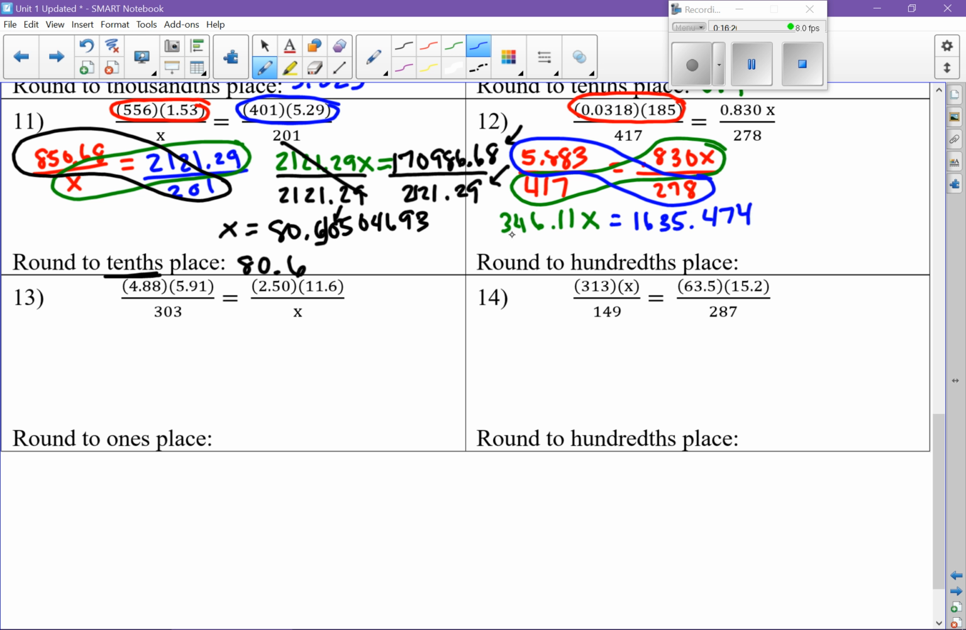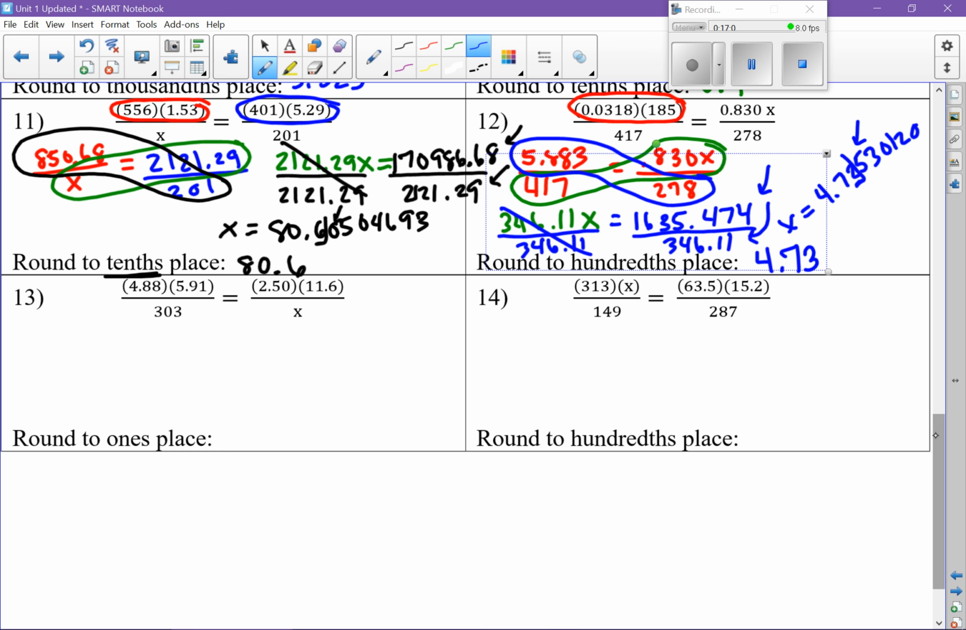Alright, now you're set to solve. Divide by the thing that's touching the x. So divide by the 346.11. Crosses out over here. Put this in your calculator, that numerator divided by that denominator. X equals, what's that say? 4.72530120, and we're going to round at the hundredths place, which is 2 after the decimal. So keep the 4 in the point and the 7. The 5 right there, though, means that we have to round that 2 up to a 3.